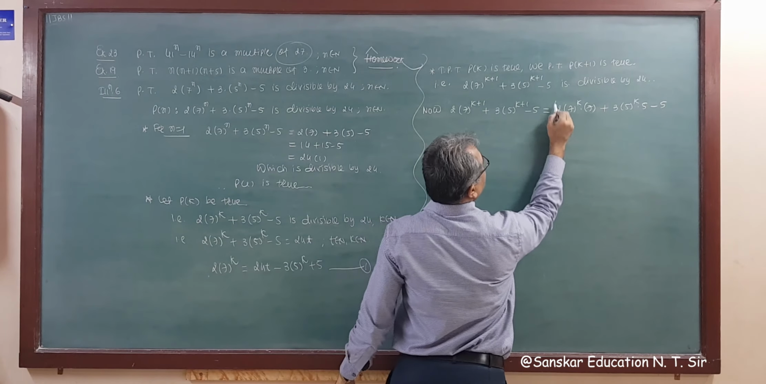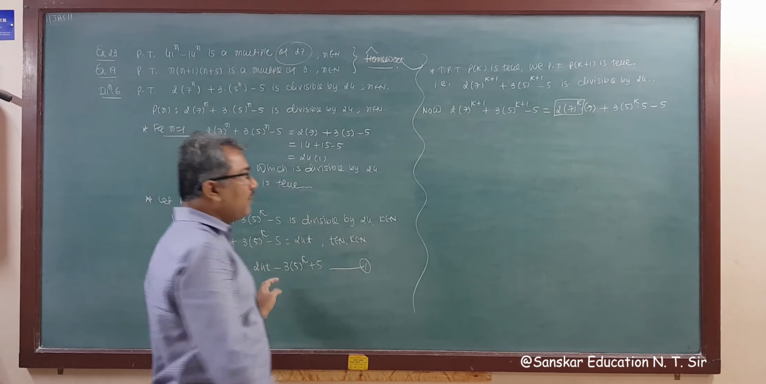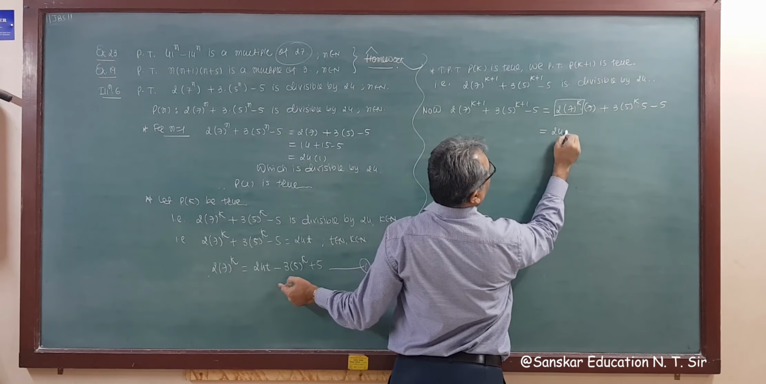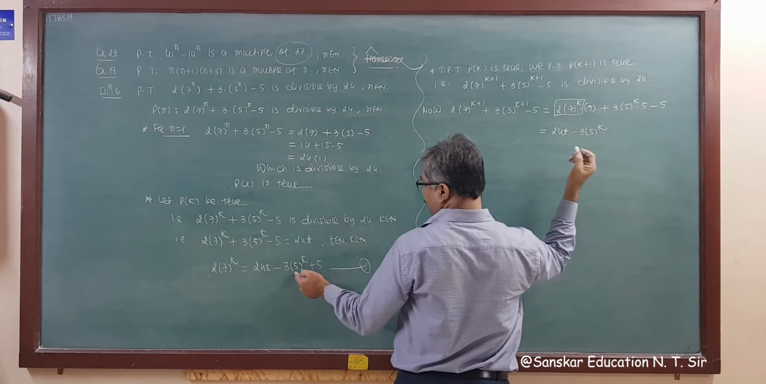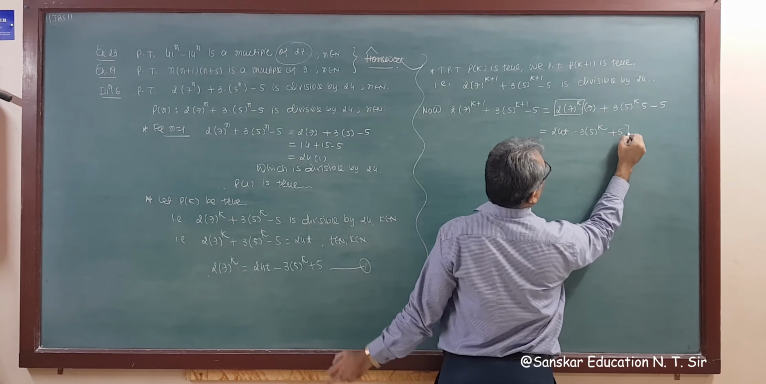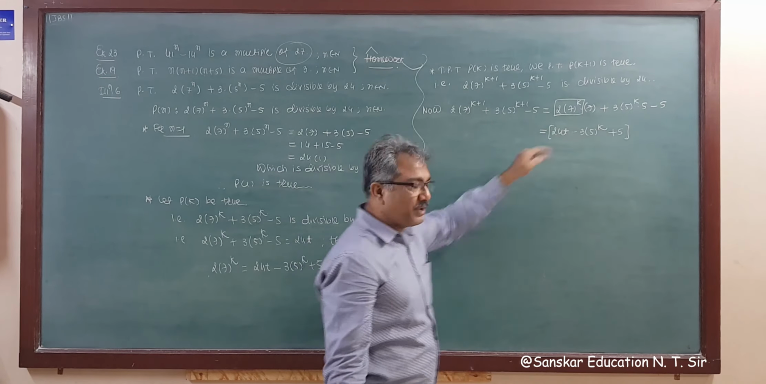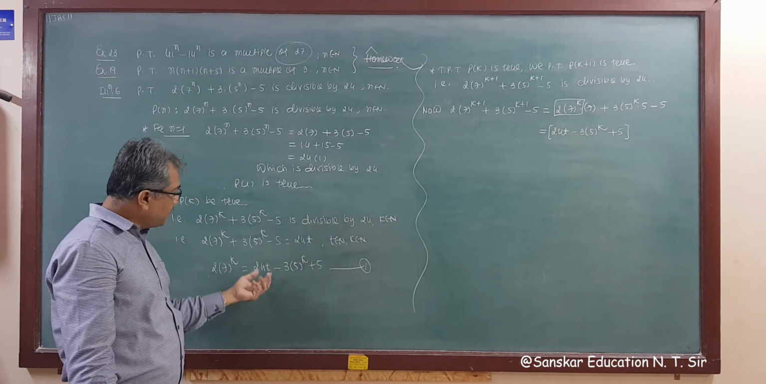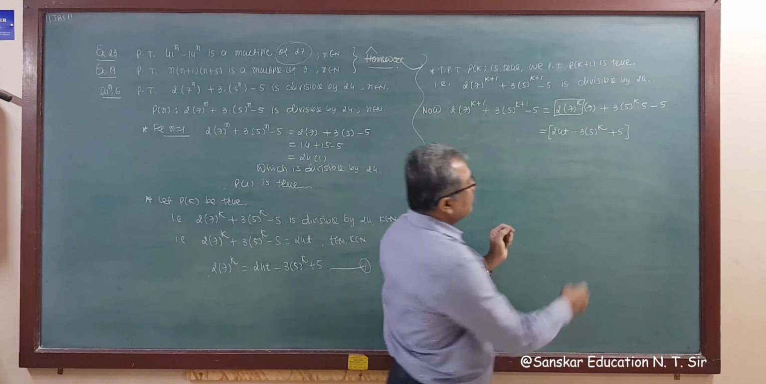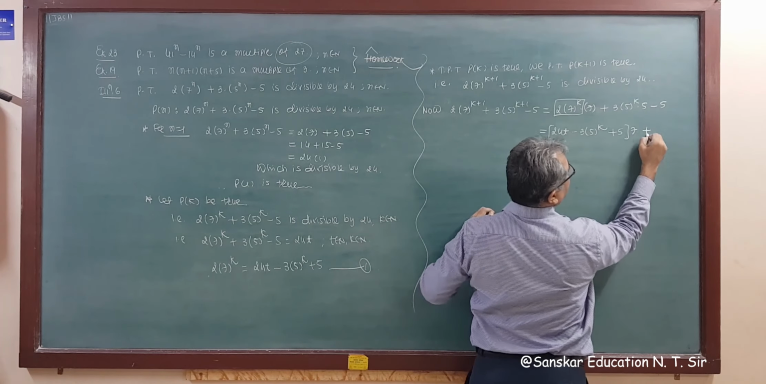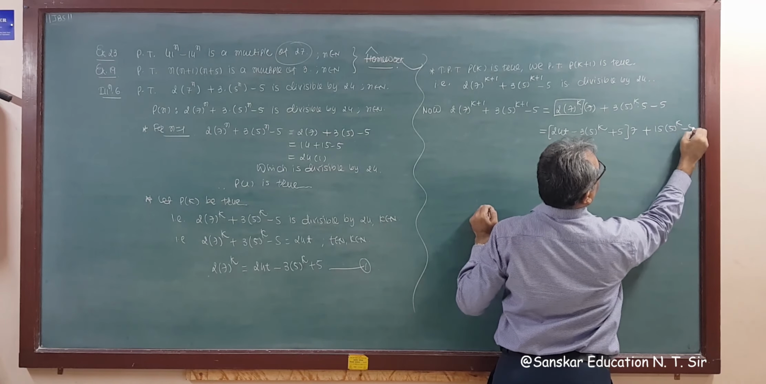Now substituting this value, 2 times 7 raised to k is this 24t minus 3 times 5 raised to k plus 5. See properly. Once again, 2 times 7 raised to k is our result number 1. So substitute this value, 24t minus 3 times 5 raised to k plus 5, into 7 is already there, plus 3 into 5, that is 15 times 5 raised to k minus 5.